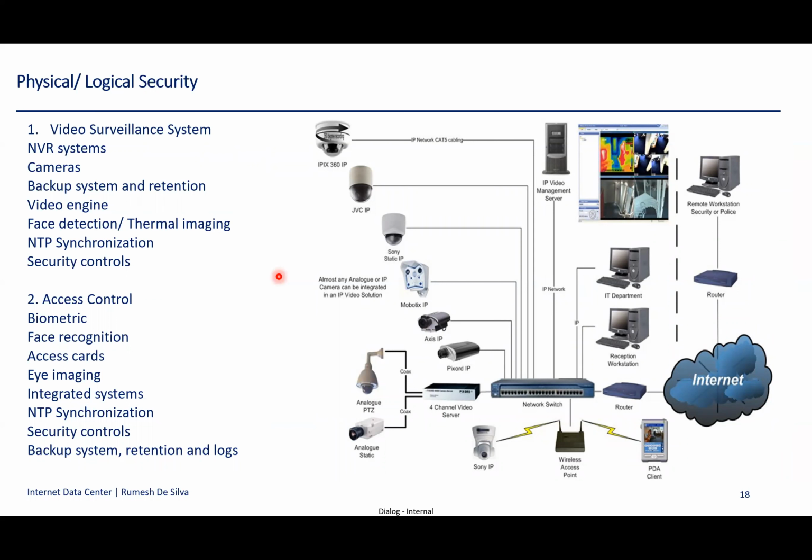And also here, what are the physical and logical security measures of the data center? So how can we build physical security at the data center? Number one, the video surveillance system, right? It includes an NVR system. Network video recorders are what we use for data centers. We are not using digital video recorders, right? Cameras, backup system, and retention.